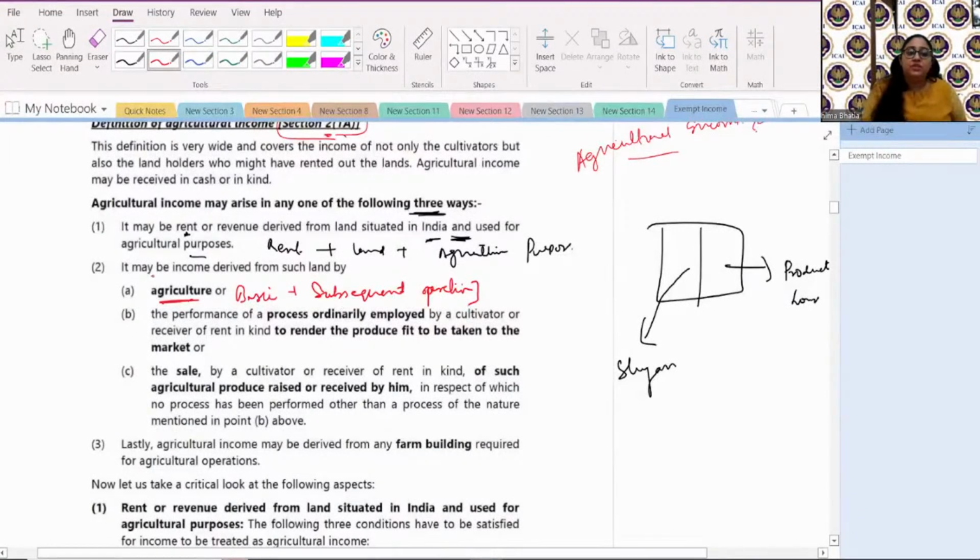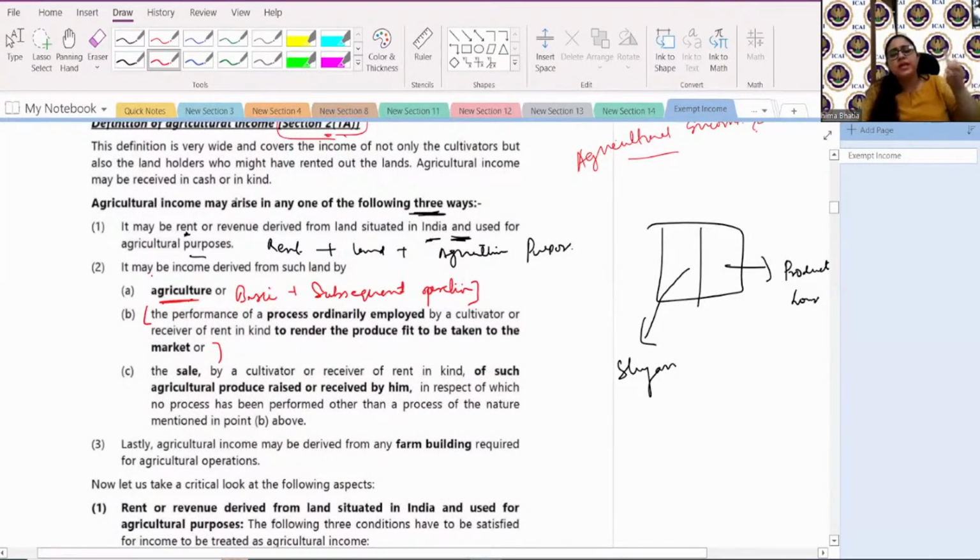The next definition says it may be income derived from such land by the performance of a process ordinarily employed by a cultivator or receiver of rent in kind to render the produce fit to be taken to the market. Now, the other part is very confusing. Till now what we understood is rent or revenue derived from land in India used for agriculture purpose.